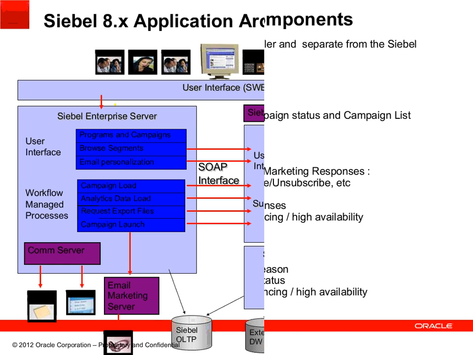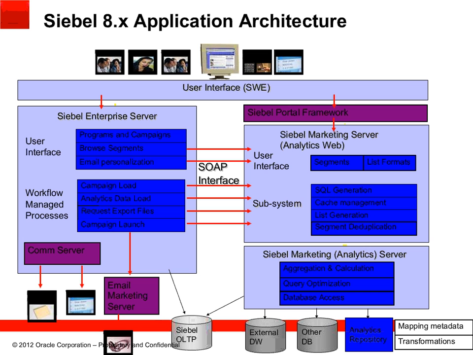This particular diagram shows a more detailed physical architecture of how the overall marketing application is constructed. On the left-hand side, you see all the components of the traditional Siebel stack, the SWSE-based user interface, the workflow process manager, and other server components. And also you see the transactional database and email marketing server in the bottom. On the right-hand side, you see a set of components based on analytics platform.